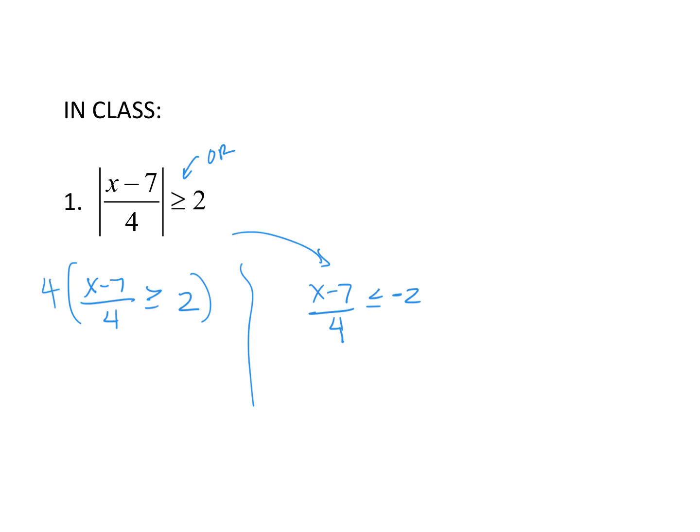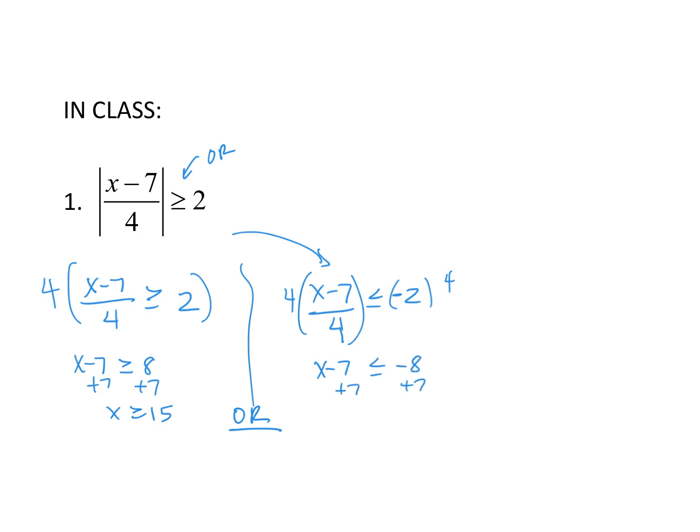Multiply everything by 4 to get rid of the fraction, right? When I do that, I get x minus 7 is greater than or equal to 8. Then I add 7. X is greater than or equal to 15. Or, on the other side, I start with the same step. I multiply by 4. So I get x minus 7 is less than or equal to negative 8. Add 7. X is less than or equal to negative 1.